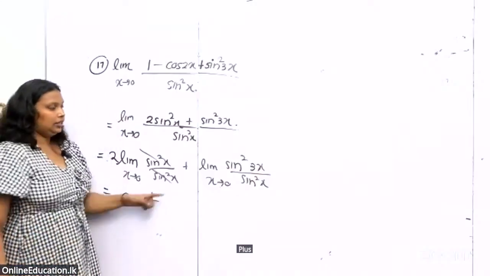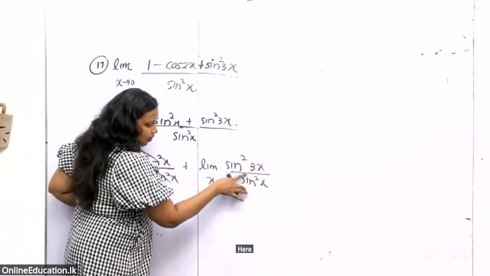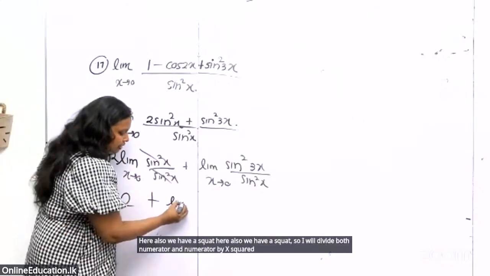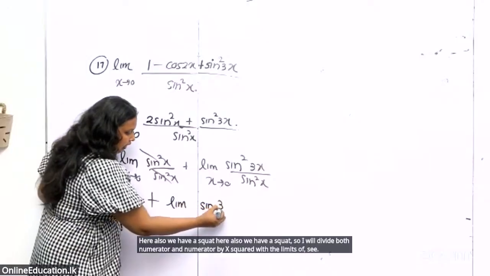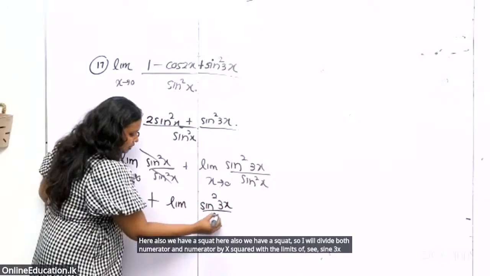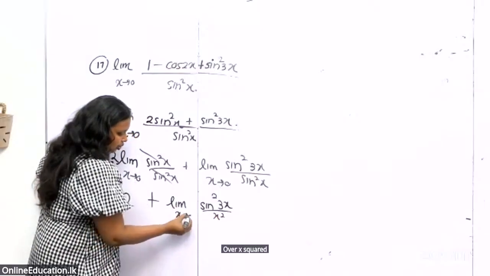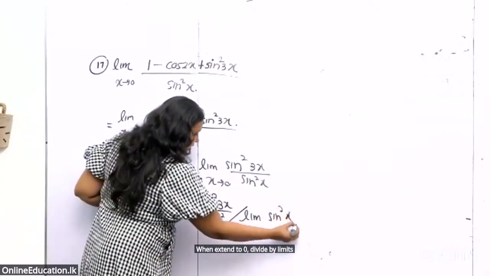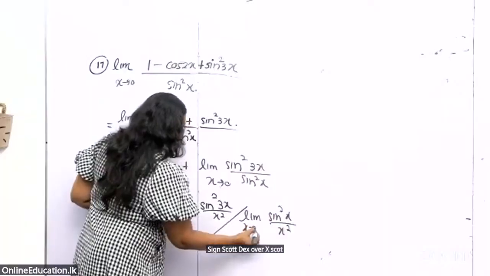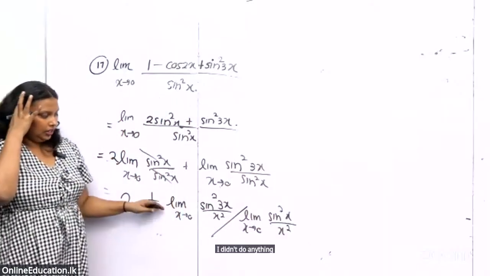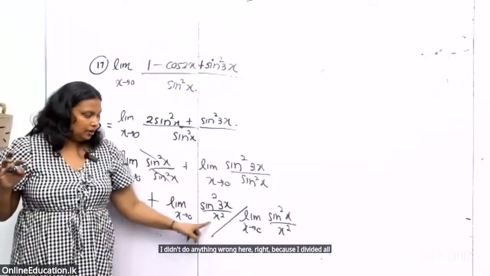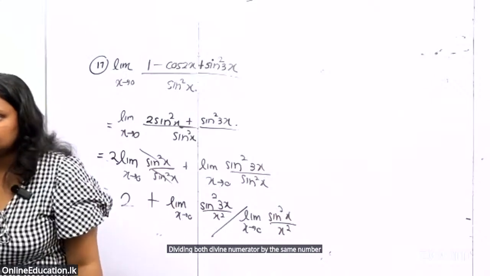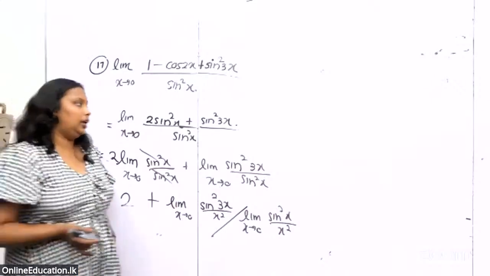Plus this one. Here also we have a squared, so I will divide both denominator and numerator by x squared. Put the limit of sine squared 3x over x squared when x tends to 0, divided by the limit of sine squared x over x squared when x tends to 0. I didn't do anything wrong here, right? Because I divided all the terms by x squared, dividing both denominator and numerator by the same number.